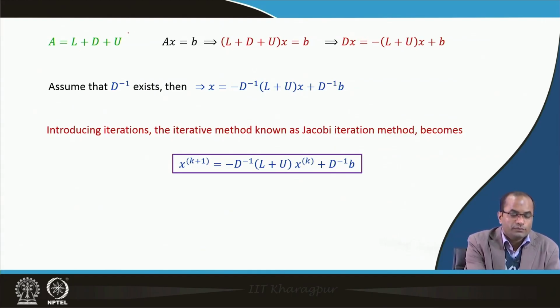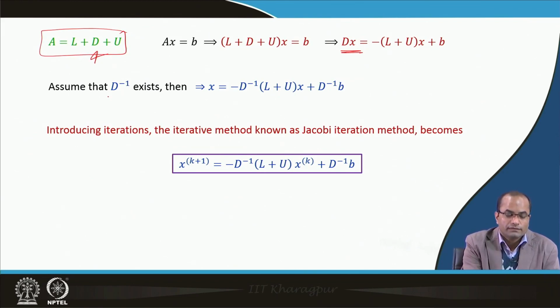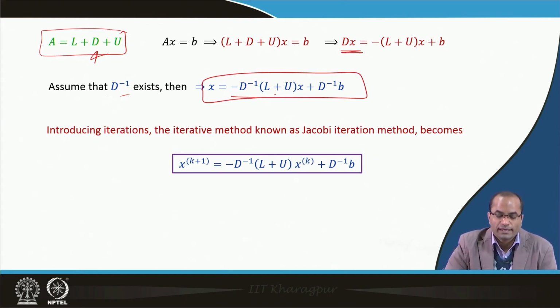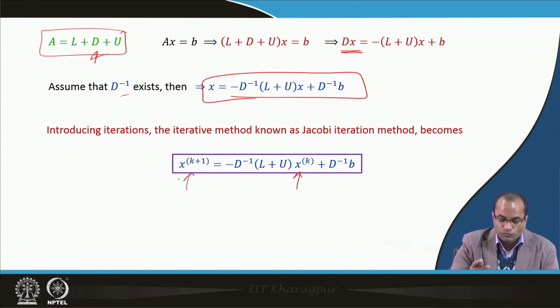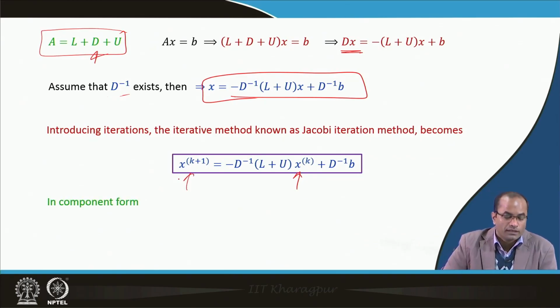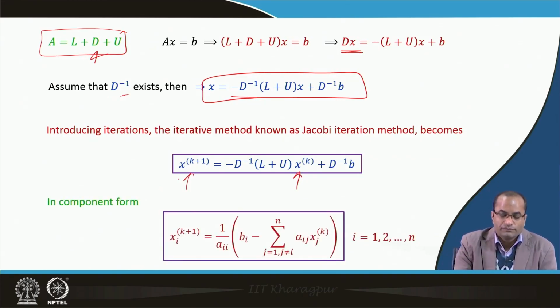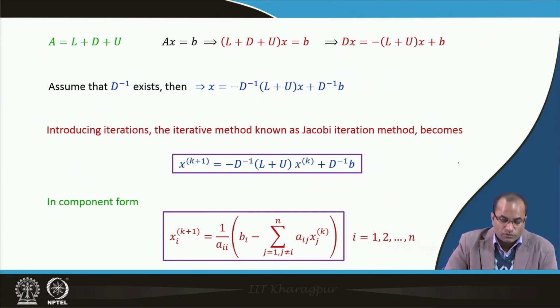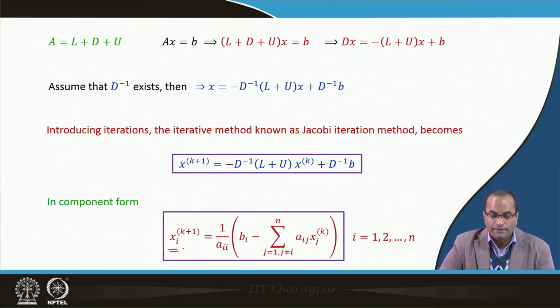The only important point here is that A was split in this form, and D inverse was taken to the right hand side, and we have this relation for the actual x, and then for the approximate x, applying it here we get the new value x k plus 1. This is written in matrix form, but we can also write it in component form. Component form means that we write all the unknowns x 1, x 2, x 3, up to x n, since we have n unknowns.